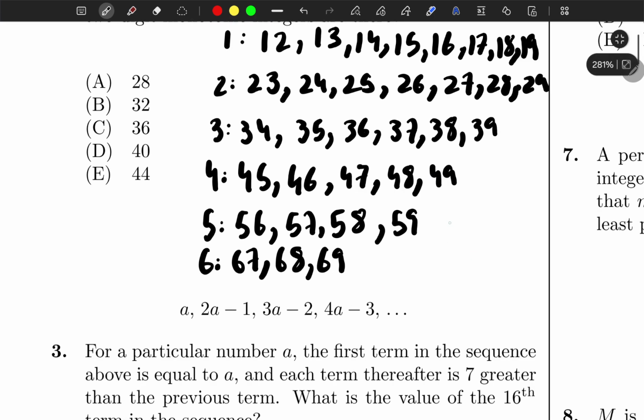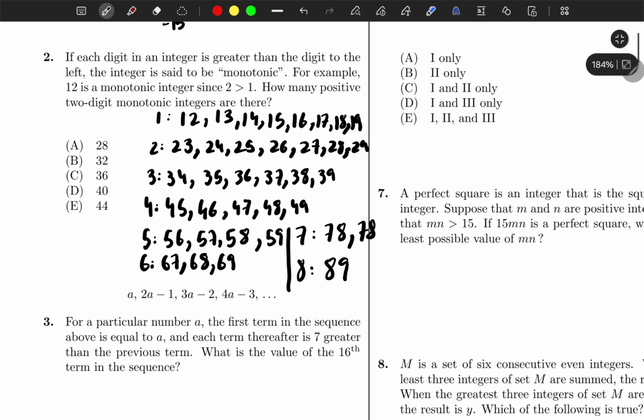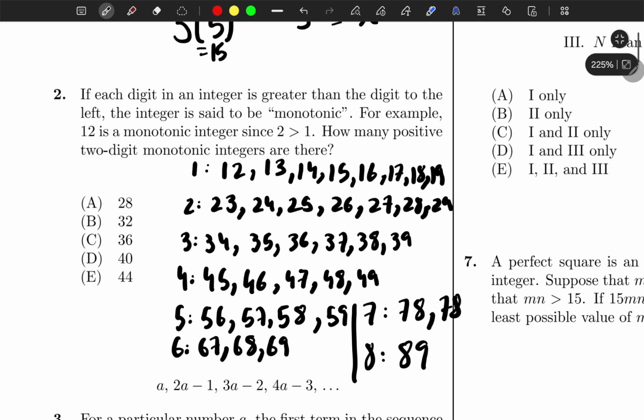And we'll just write down, since I don't have much space left, we'll write down over here. Starting with 7, we'll have 78 and 79. And for 8, we'll have 89 as the last number. So that's pretty much all the numbers we have. Now all we have to do is count how many numbers there are.